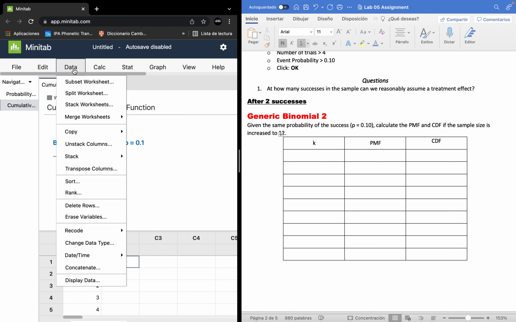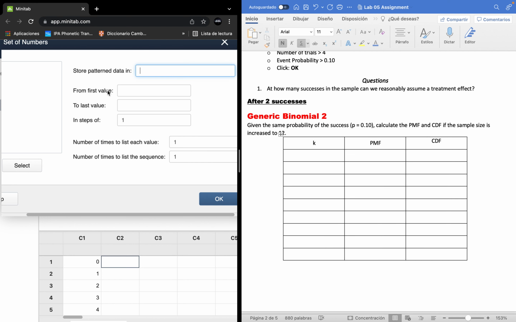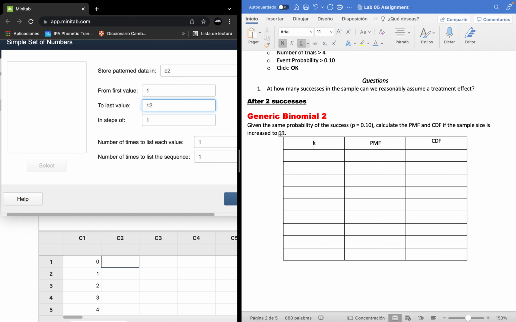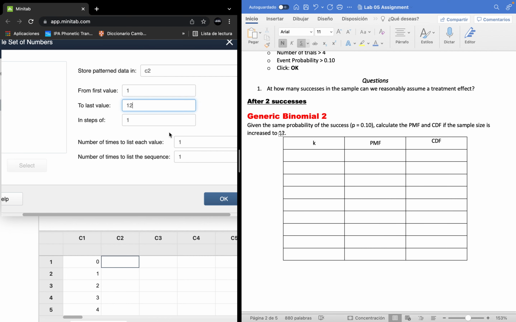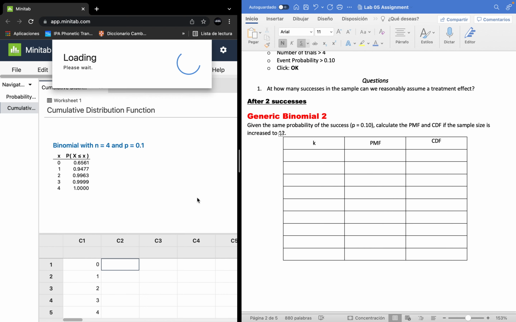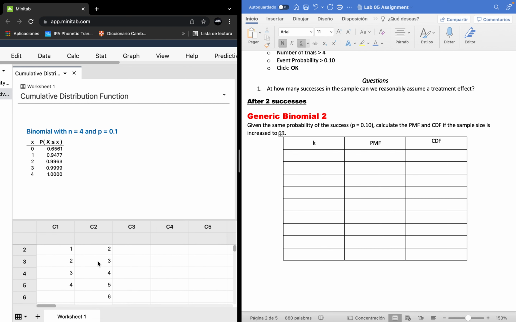That's okay, but I recommend taking advantage of the commands given here. For example, go to the Calc menu, Make Patterned Data, Simple Set of Numbers, store patterned data in column C2, from first value 1 up to 12. And if you need something more than 12, you can do it as well. In steps of 1, number of times 1, so okay. After that, notice in column number 2, we have the numbers from 1 up to 12.